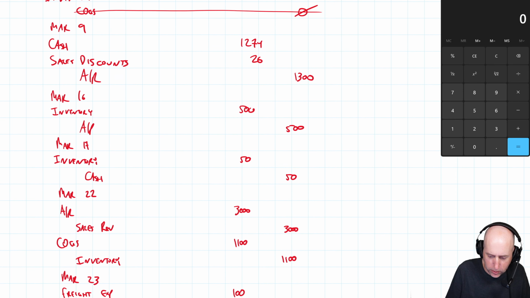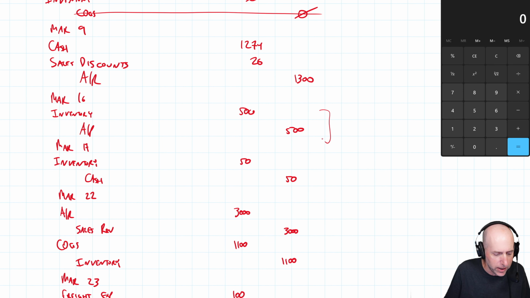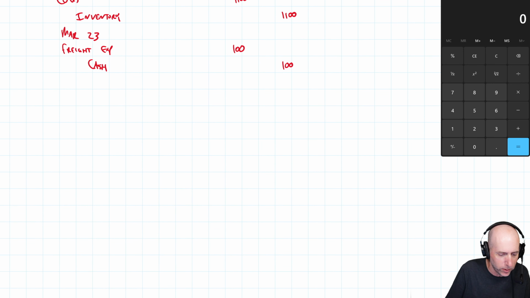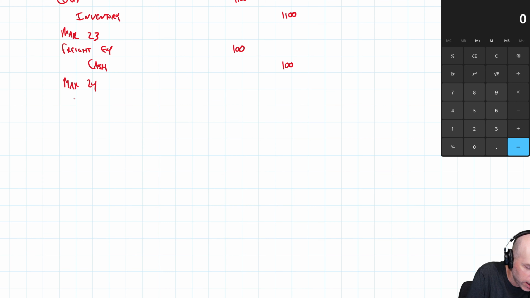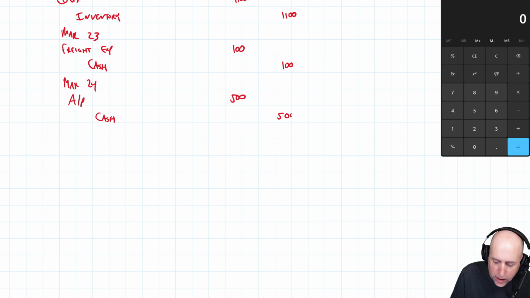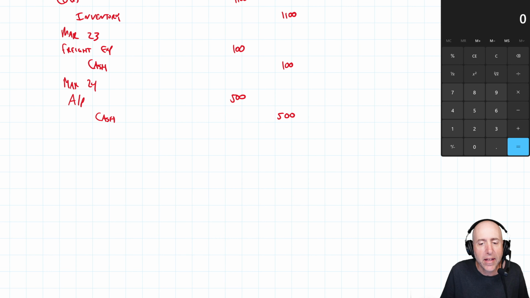So we bought inventory here for $500, and on March 24th, we pay for it. So what does that look like? March 24th, debit AP, 500, credit cash, 500. So I'm sorry about that. I did make that mistake.